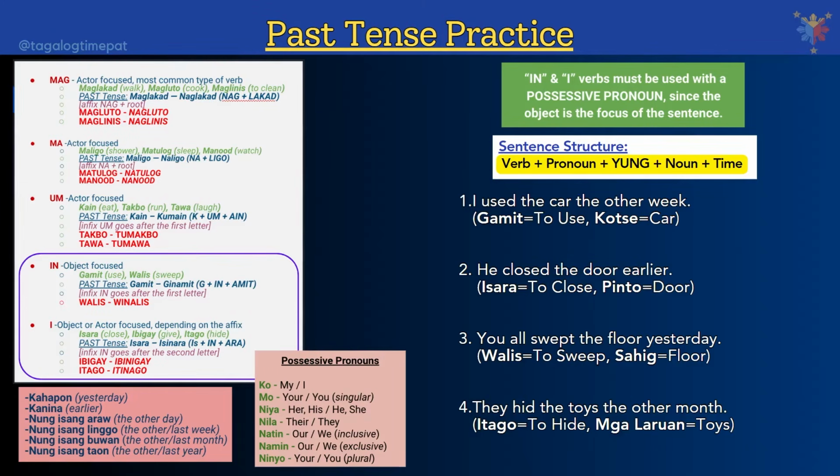So number 1, I used the car the other week. And I gave you some hints. Gamit means to use. Coche means car. So let's do this one together.